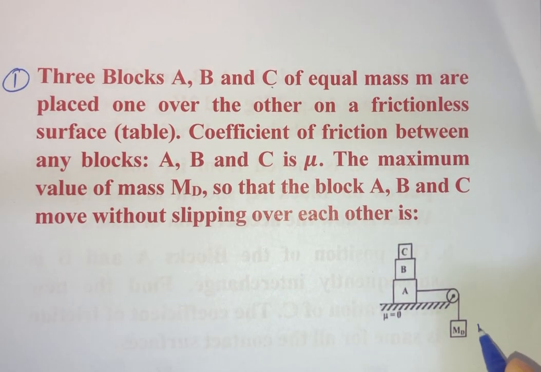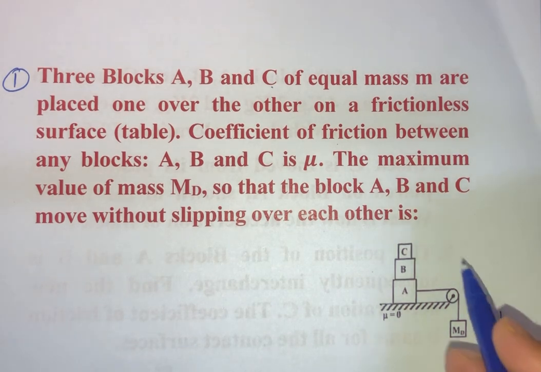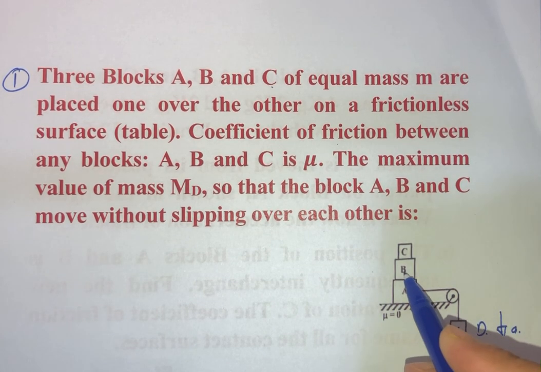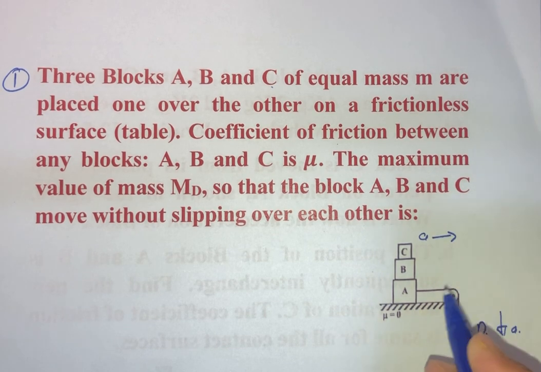Let us call this block D. So we are going to find out what will be the maximum value of MD for block D. Let us assume that this D block moves in the downward direction with acceleration a, and A, B and C have a common acceleration that is also given as a. So we are going to have a tension force here as well as here.